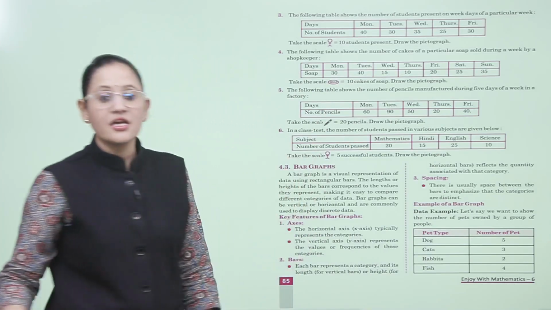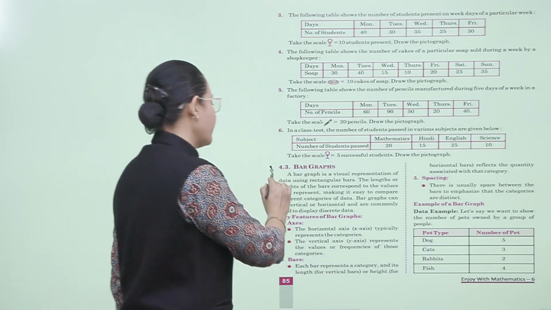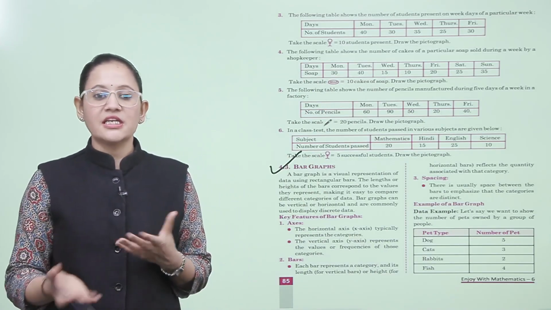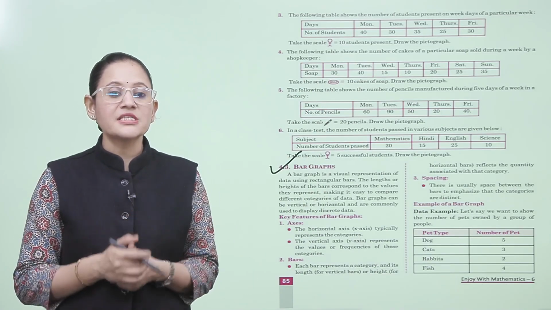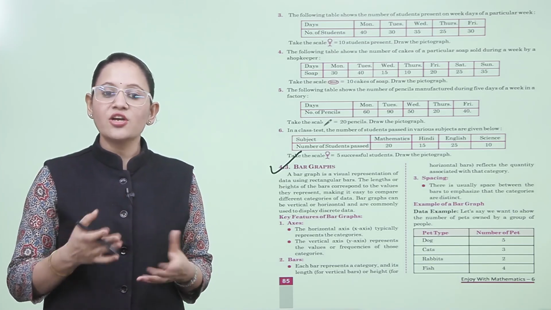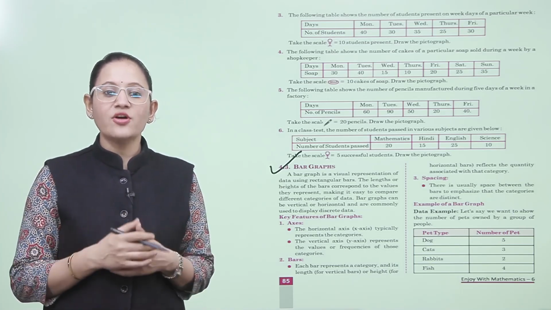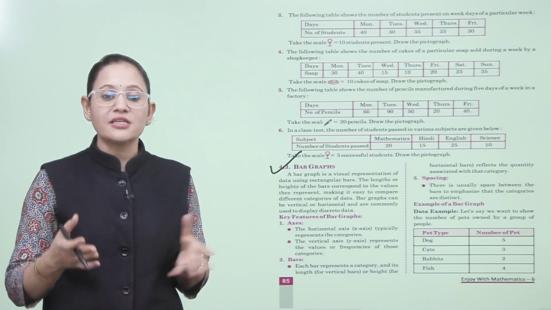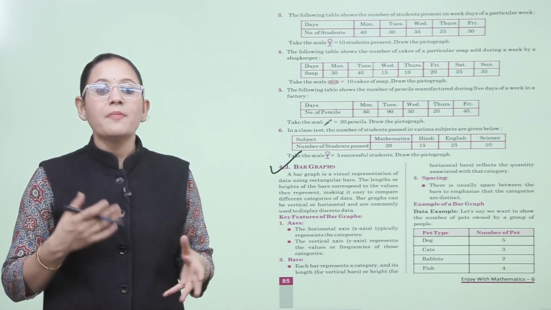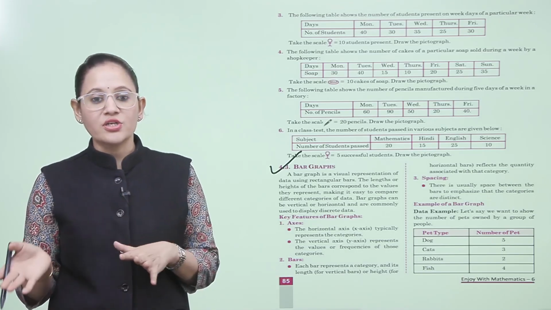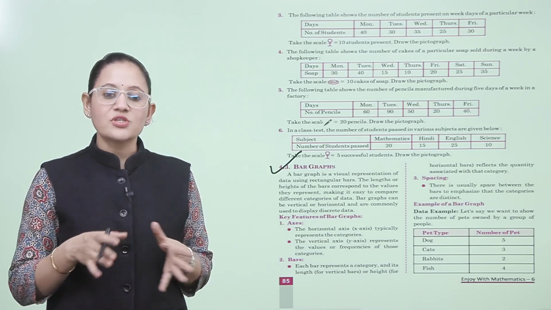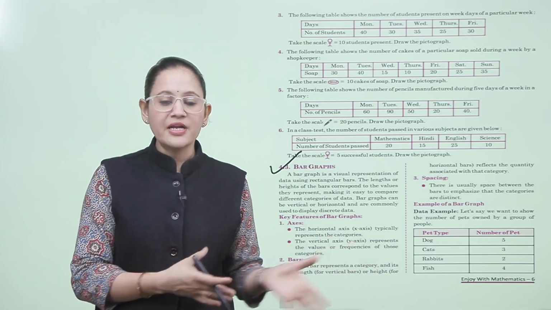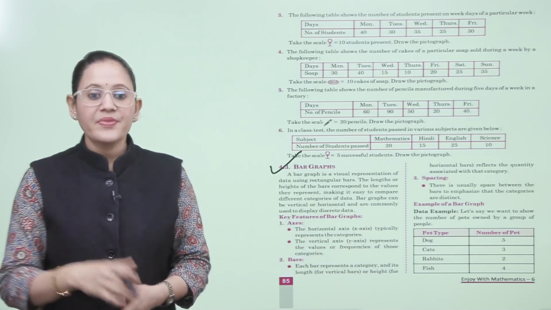Next we will do bar graph. So, bar graph is another way to represent the data. The bar graph is the visual representation of data using the rectangular bars, the length or height of the bars corresponding to the value they represent, making it easy to compare different categories of data. Bar graphs can be vertical or horizontal, and are commonly used to display the discrete data. So, we can draw a horizontal bar graph and a vertical bar graph.